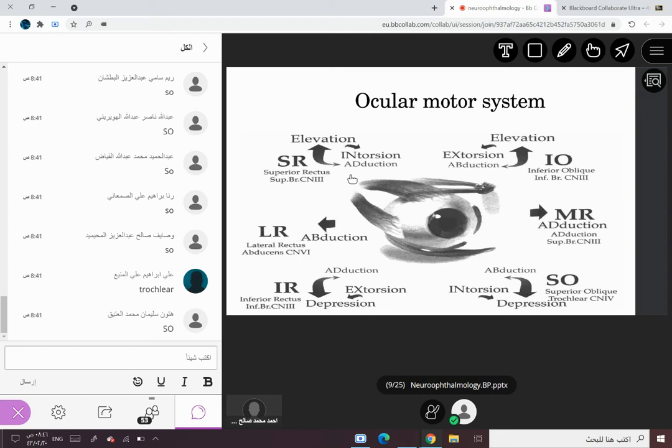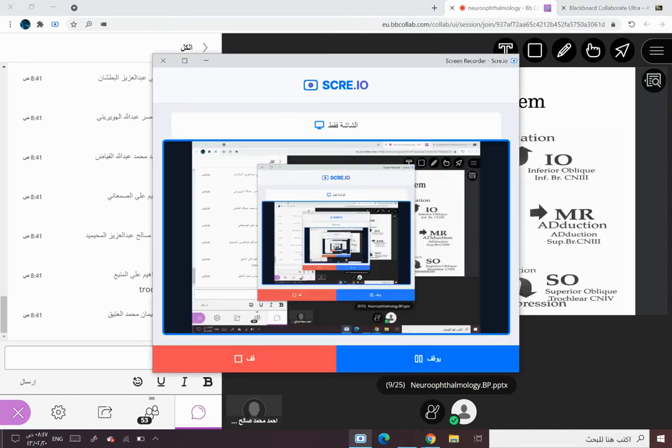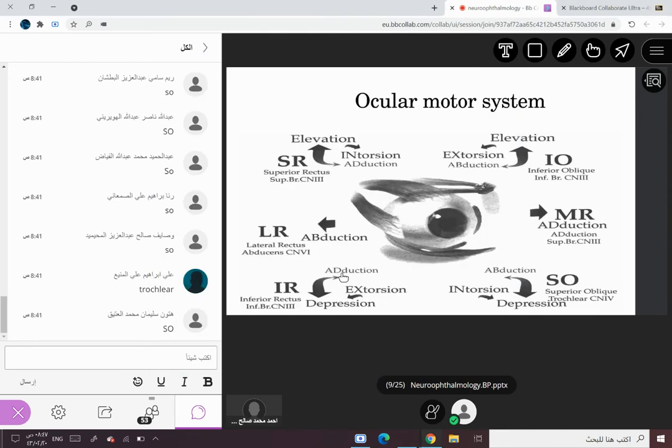Just so you remember how to memorize whether it is adduction or abduction, because sometimes it is confusing if you don't know the action in detail. The lateral rectus is abduction, outside. The muscles here on the same side are opposite to the abduction. This is adduction, this is adduction. This just makes it easier for you to memorize the action, although what I advise you is to understand it. But this is to ease memorizing the action. This is abduction, so these are opposite to it.